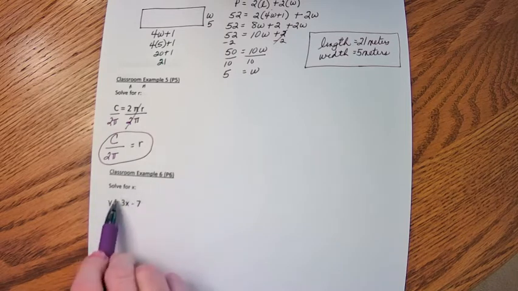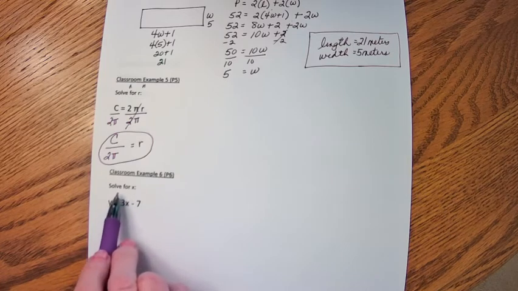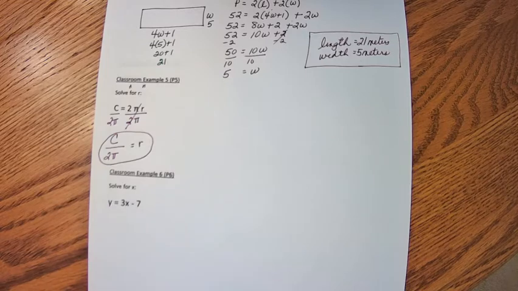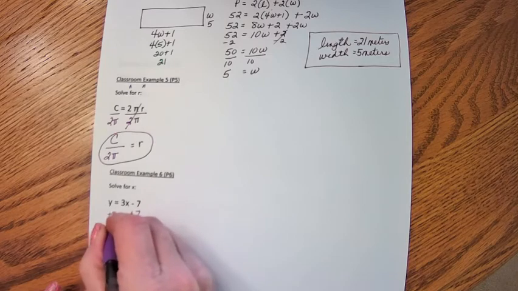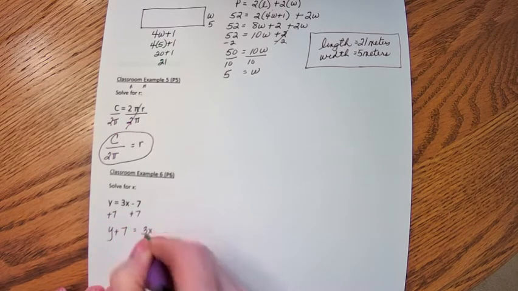Here in classroom example 6, we have y equals 3x minus 7, but the problem says solve for x. That means we want to end with x equals. So the first thing we're going to do is add 7 to both sides. y plus 7 equals 3x.